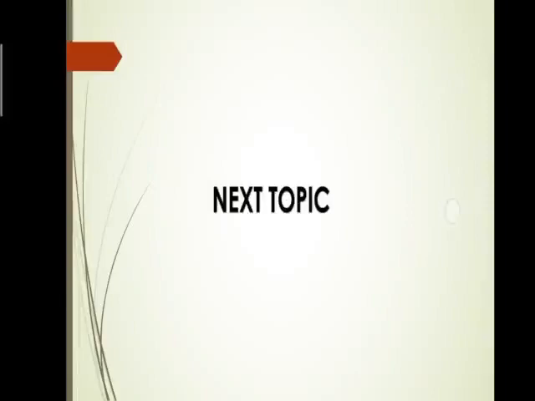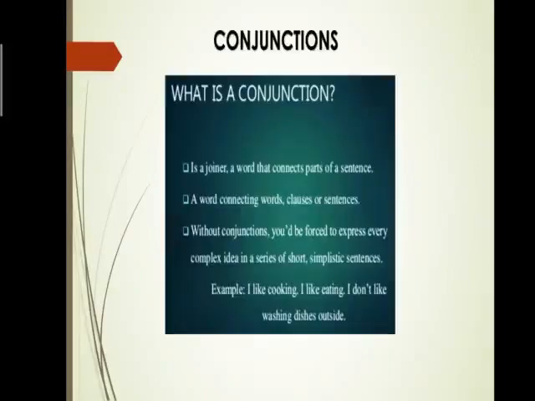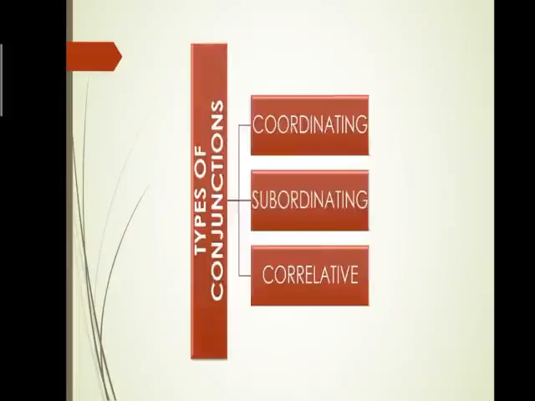The topic is conjunctions. What is a conjunction? It is a joiner, a word that connects parts of a sentence, a word connecting words, clauses or sentences. Without conjunctions, the sentence would be complex. For example, I like cooking, I like eating, I don't like washing dishes. Moving on, the types of conjunctions: coordinating conjunctions, subordinating conjunctions, and correlative conjunctions.